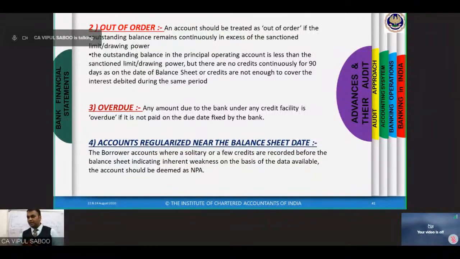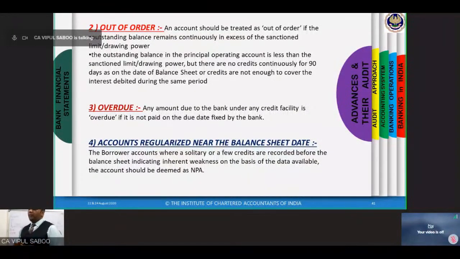It has been 90 days and you haven't made any credit entry. Or if you have made any credit entries, deposited any amounts into your loan account, those deposits are not even enough to cover the interest charged by the bank on the amount outstanding. If they are not even enough to cover the interest, then it becomes out of order.